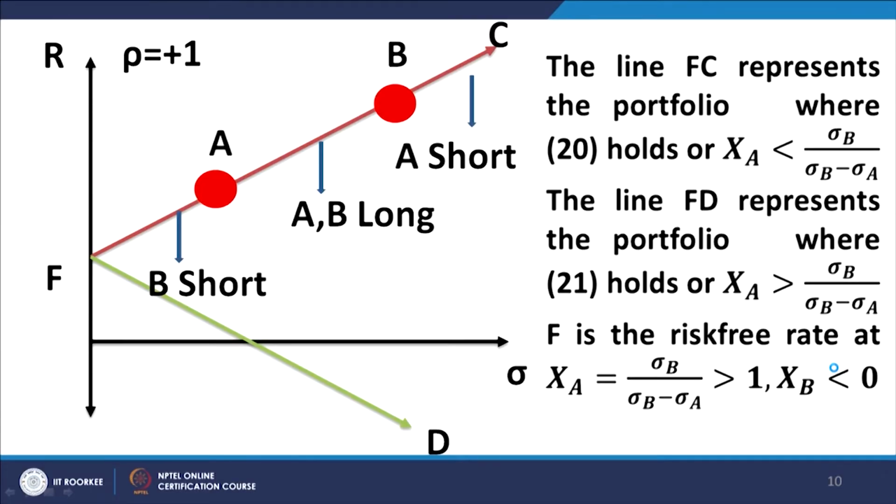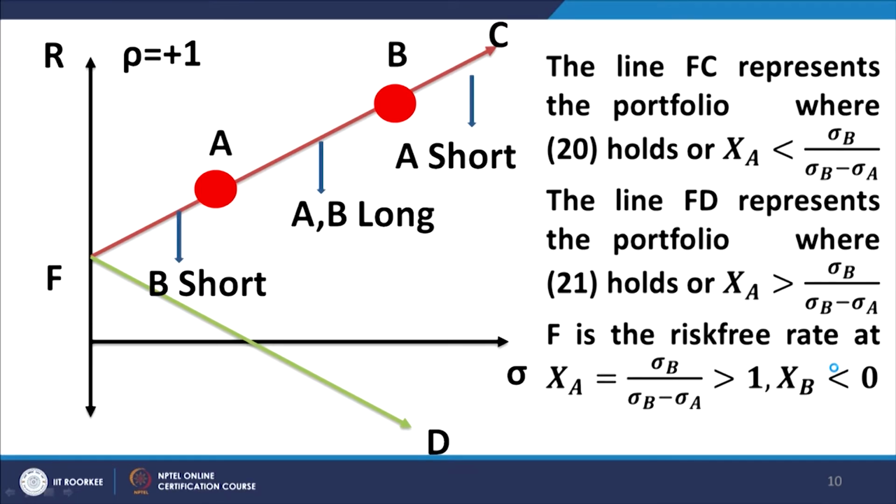The pictorial representation of the portfolio possibilities curve in the case of rho equal to +1 is given in this slide. You can see that both the securities A and B lie on the upper straight line, that is the straight line represented by equation 20. In the region between A and B, both the securities A and B are long. Beyond B towards C, B continues to be long, A becomes short, and beyond A towards F and along F D, in the entire region A, F, D, B is short and A is long.